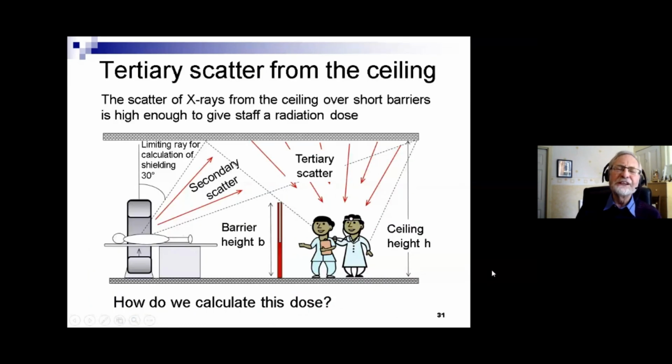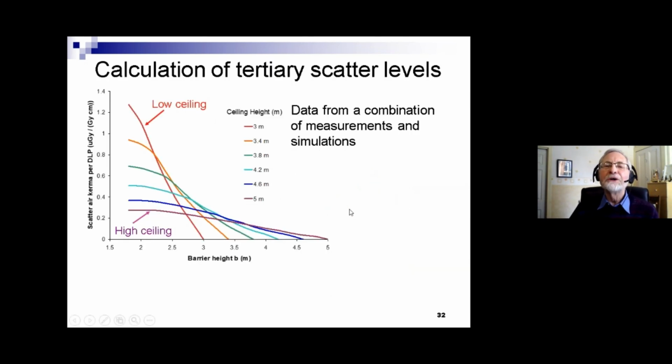But then there's also the ceiling. The scattering of X-rays from the ceiling over short barriers is high enough to give staff a radiation dose. So they've got this big gap here where you get scattered radiation through. And so we again did measurements and did calculations looking at scattering from different elements across the ceiling. And we came up with these curves.